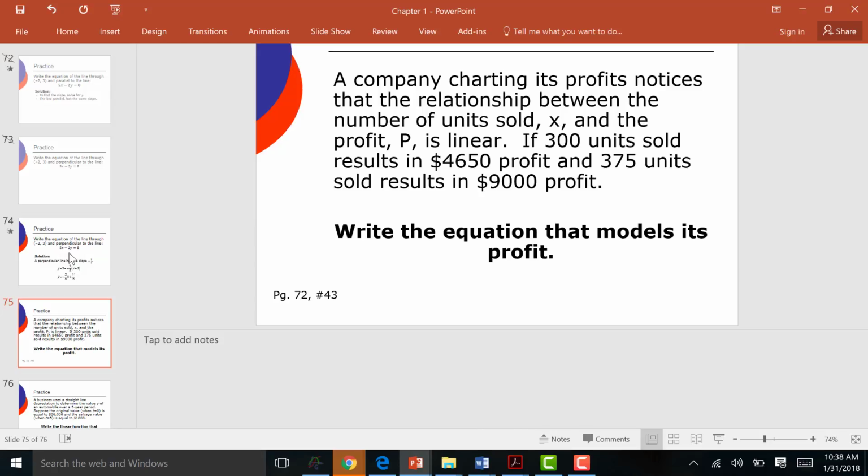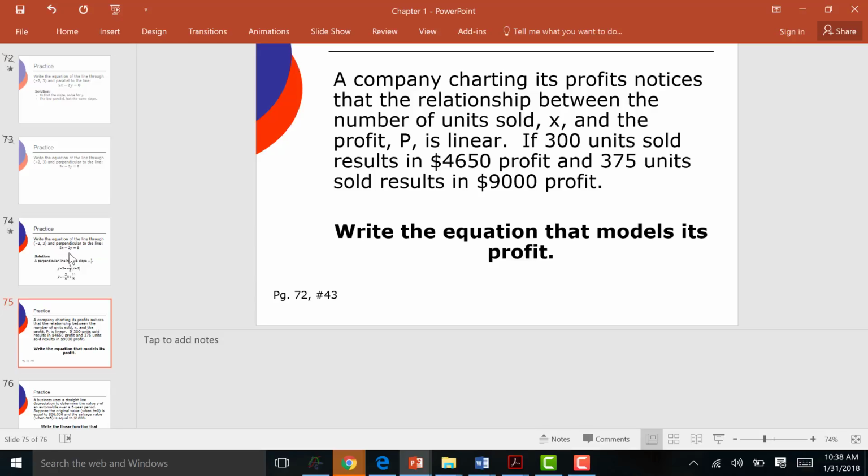So, you have to look at that problem and say, type 1, did they give you a point and a slope? No. Type 2, did they give you 2 points? Yes. Type 3, did they give you a point and an equation? Which one do you think they gave you? 2 points. They gave you 2 points. Can you figure those 2 points out? Yes. Tell me what they are. 300 and 4650 and 375 and 9,000. Perfect. You got to be able to read it and see that they gave you 2 points. Remember, everything in this class is about input and output. Something goes in, something comes out, creates a point. So the input is how many you sold.